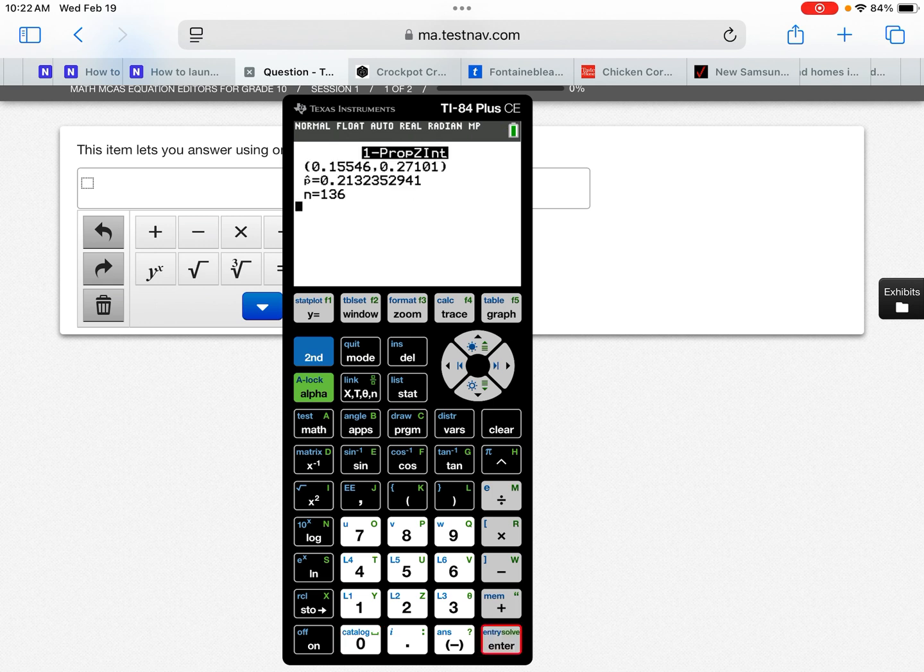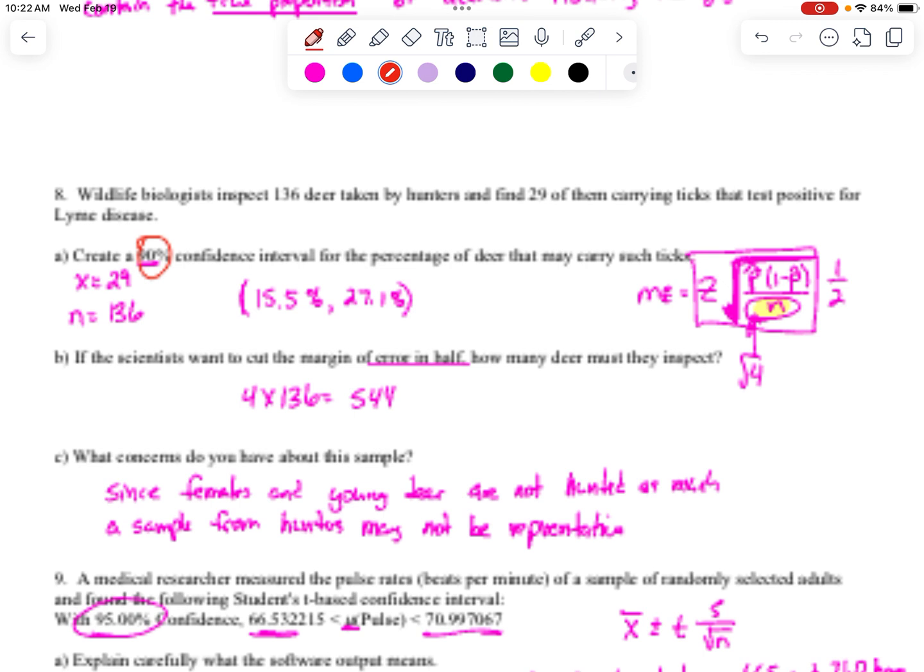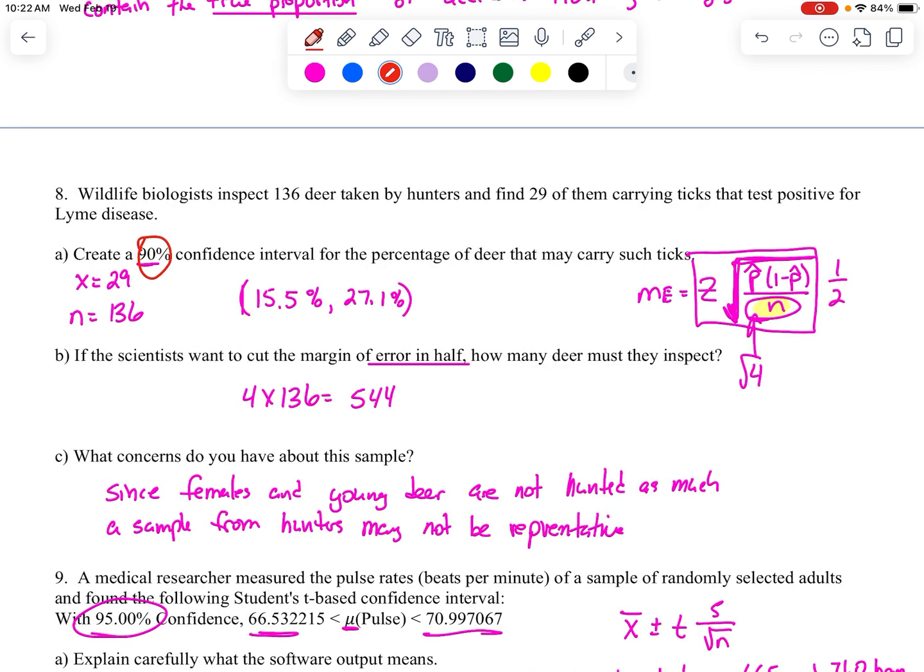All right, so there it is. Again, we have a point estimate, that 21% in the middle, and then we got 15.5 on the left, 27.1 on the right. And so there's the interval that it would create. So we just took that information back here. P hat was unnecessary, but we needed the interval because that's what it wanted. Okay. If scientists want to cut the margin of error in half, how many deer should they inspect?